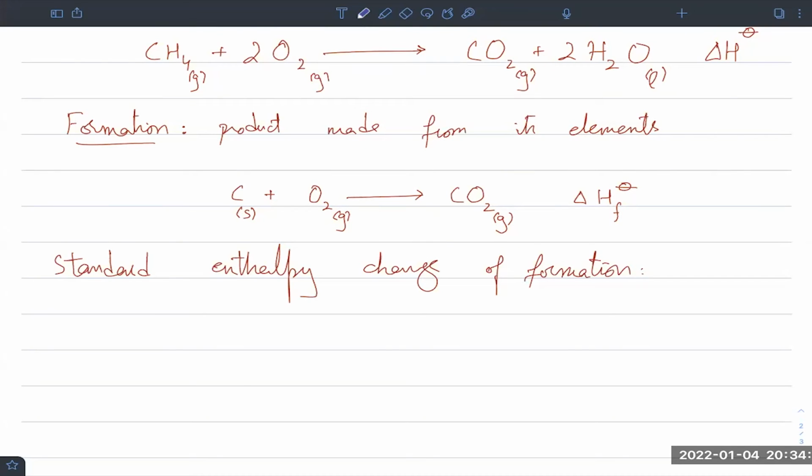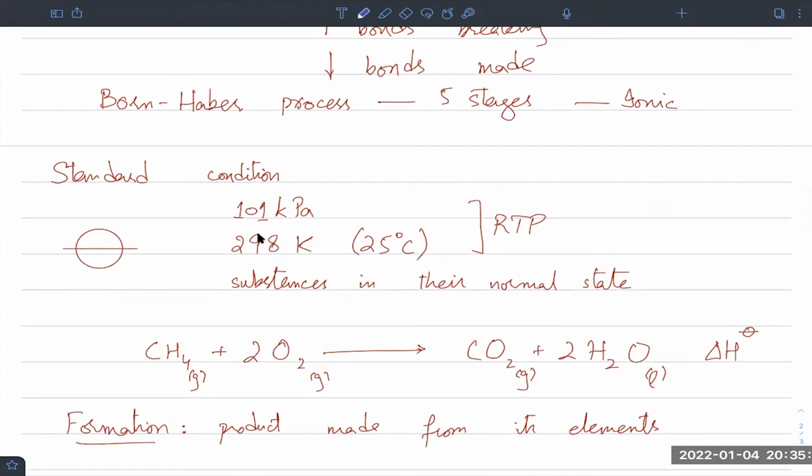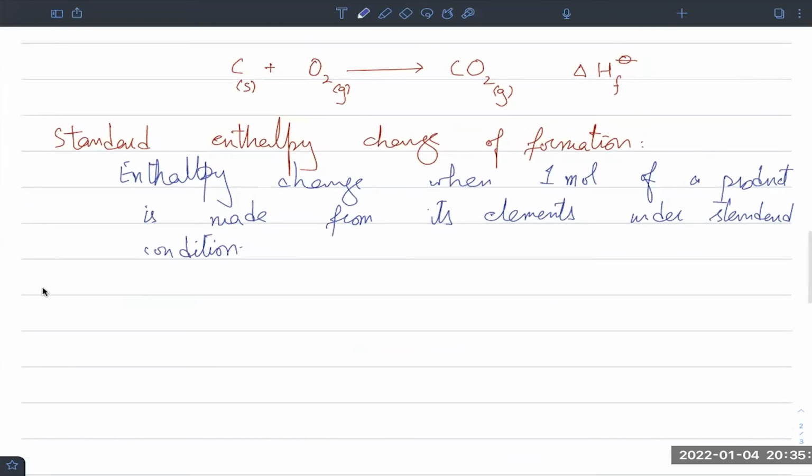I must mention that it is the enthalpy change when, and here comes the standard part, 1 mole of a product is made from its elements under standard conditions. So the standard part is important. And what are standard conditions? Standard conditions are the two things in a room temperature. They are the 101 kilopascals and 298 Kelvin. And of course, the states will reflect their state at those conditions.